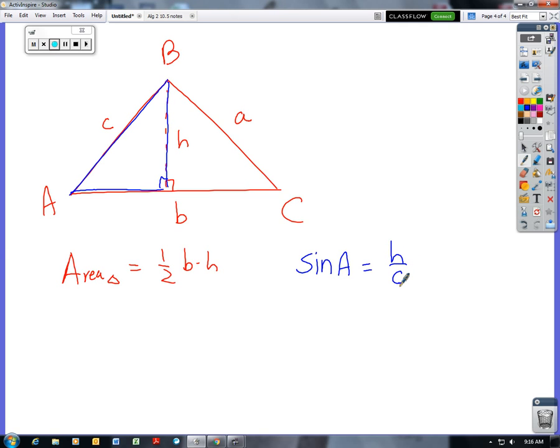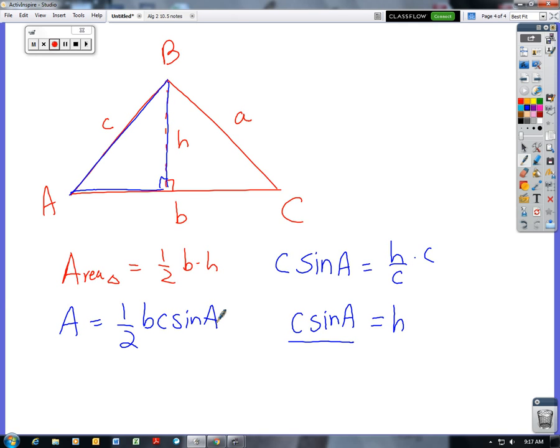Then I'm going to solve this for h, so I'm going to multiply both sides by c, and I get that h is equal to c sine of A. Then I'm going to come back over here to my original area formula, bring along the 1/2 and the b, and replace the h with my new expression, c sine of A. So this is a new area formula.